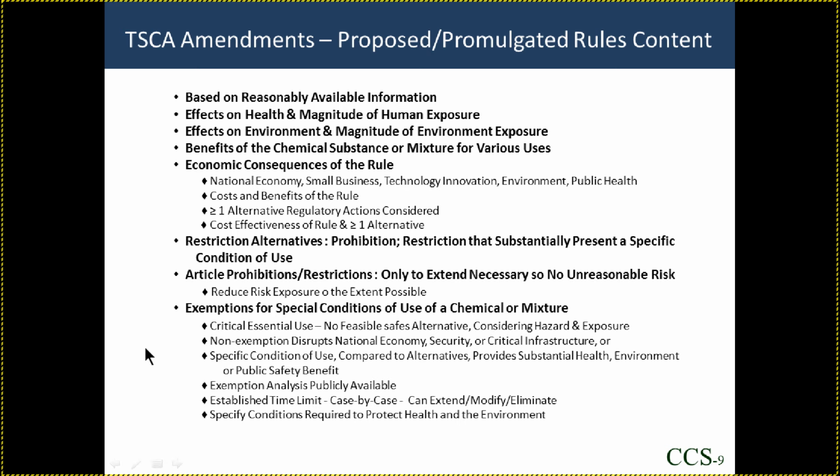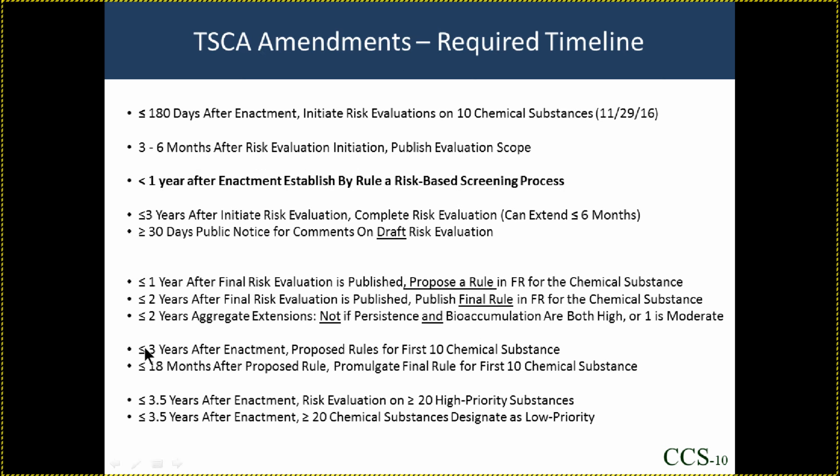Now, looking at the timelines for implementation of this by EPA, 180 days after the enactment of the law, which was June 22nd, 2016, they had to publish a list of 10 chemical substances, which they did on November 29th. That was their first deadline, and they met that. 3 to 6 months after they have identified a chemical, in this case those 10 chemicals, they have to publish their evaluation scope that they're planning to use, so that the public can comment on it. And we've talked about that before and some of the elements in that.